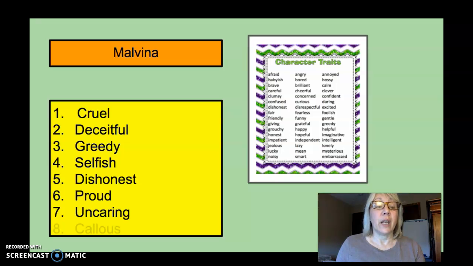She's uncaring, and she's callous. I chose callous. It's a word that's not used very much, but it's always an interesting word. And callous means that they just don't care about anything. They don't think about anybody else's feelings. They don't think about anybody but themselves. If you think about the bottom of your feet, they usually have calluses on them, and that keeps them from getting hurt when you walk on rocks and stuff like that.